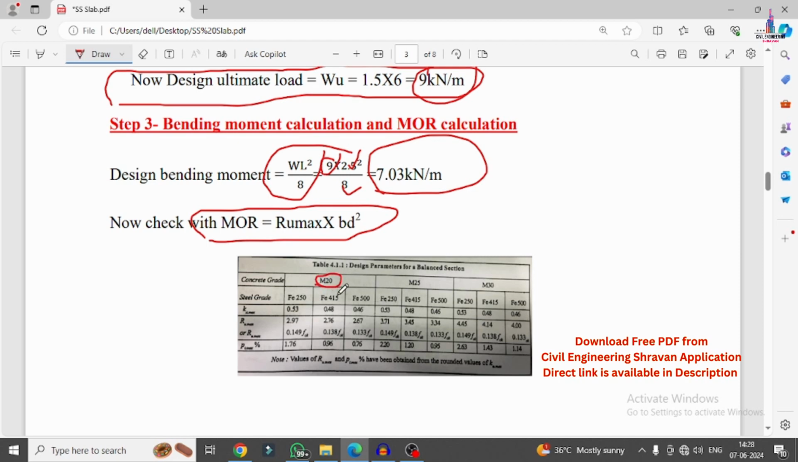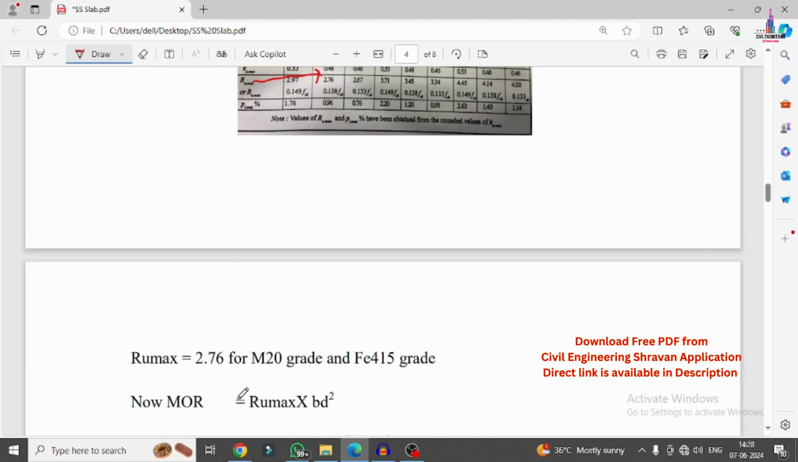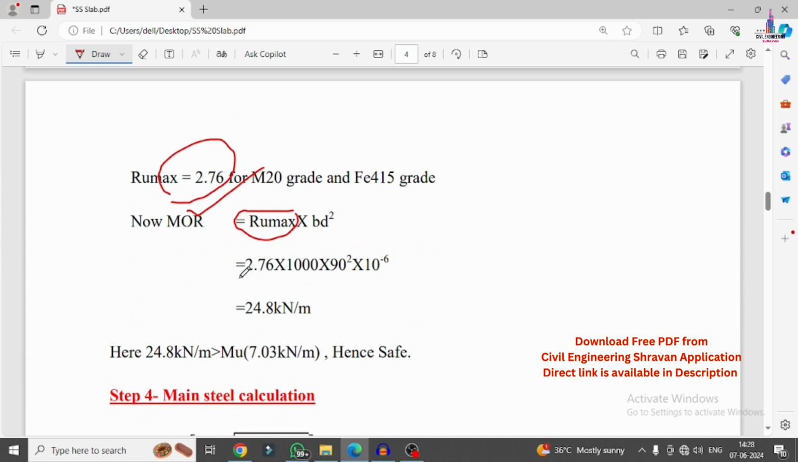So for M20 grade concrete and 415 grade steel system, the value of Ru is 2.76 here, so we have to consider 2.76. Now we have to calculate the moment of resistance, which equals Ru max into BD square. So we multiply 2.76 into 1000 into 90 square, so that we get the value of 24.8 kilonewton meter intensity.